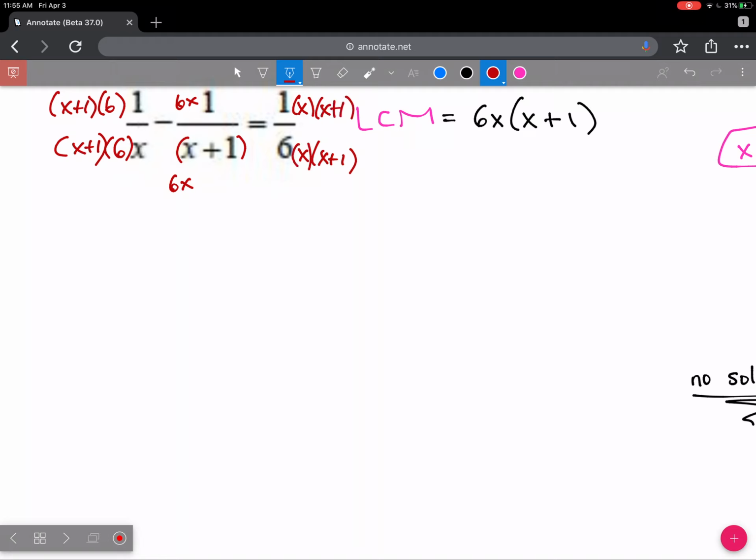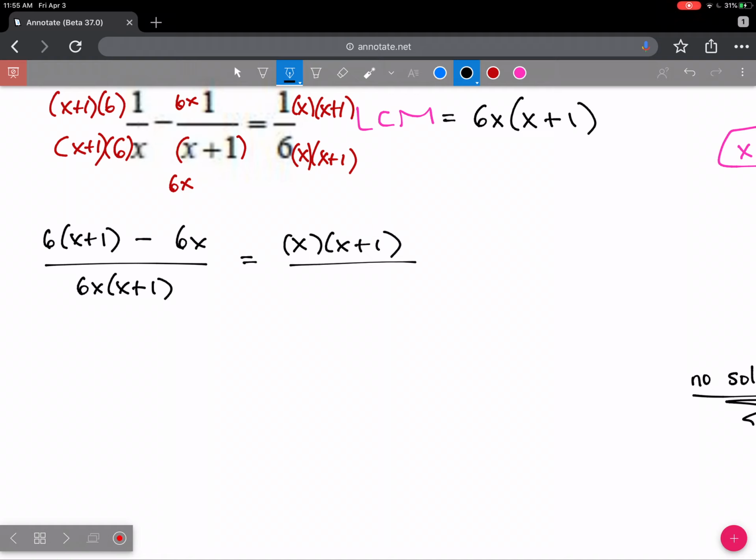Okay, so let's just clean up this left side of the equation. We're going to have 1 times 6 times x plus 1 minus 1 times 6x all over 6x times x plus 1, equal to 1 times x plus 1 all over 6x times x plus 1.